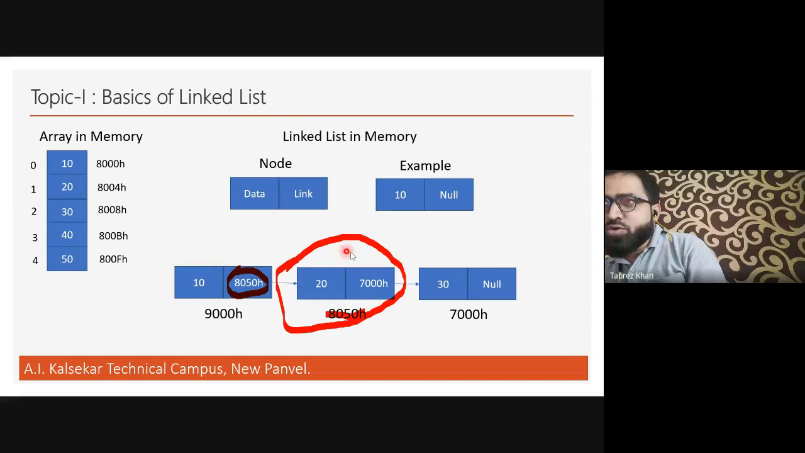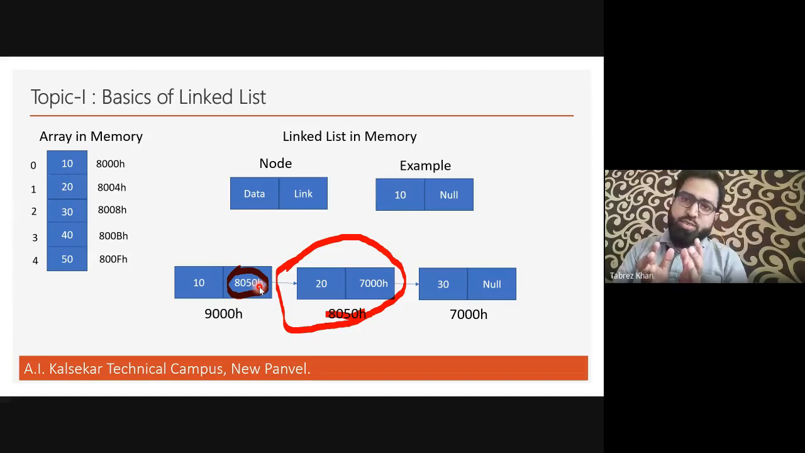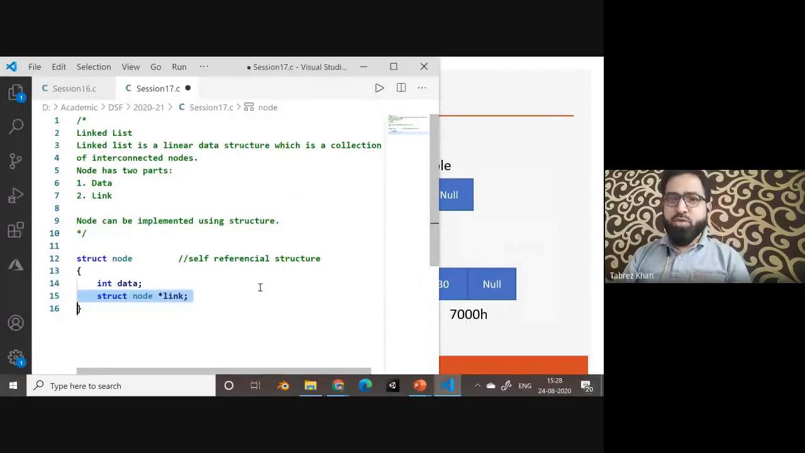This is my entire node, and this entire node is present at the address 8050. This 8050 we are putting into this link. So basically this link should be something which can point to an entire node. That's why this link must be a pointer to the entire node, and your entire node is basically a structure, struct node. So your link should be a pointer to structure node.